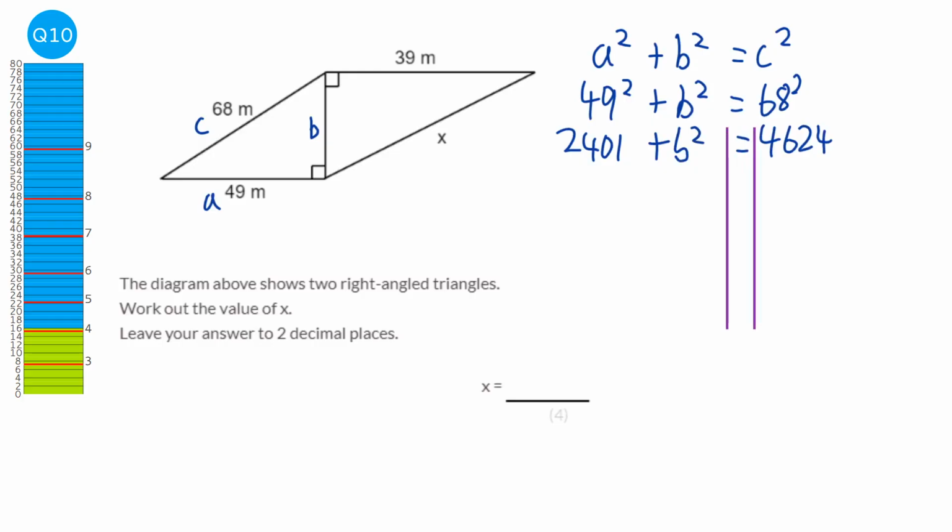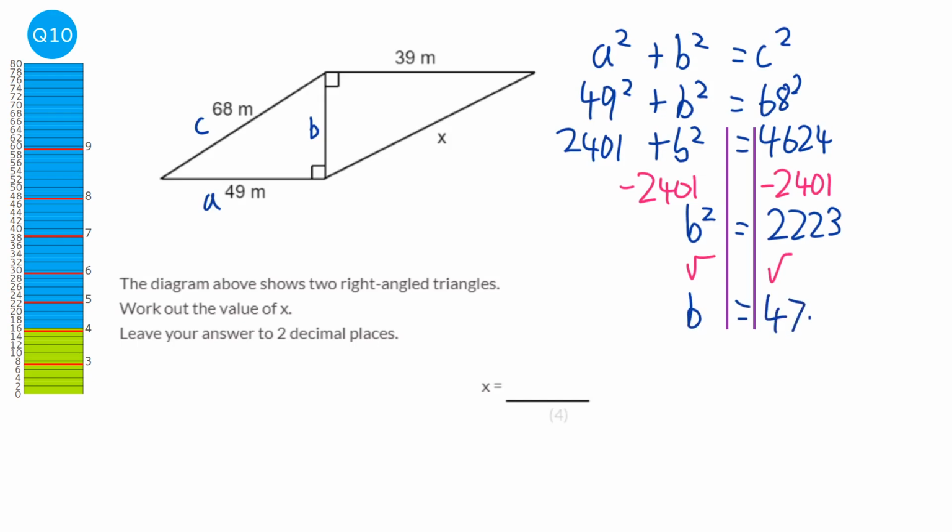And we're going to start by subtracting the 2401 from both sides. So we've got b squared equals 2223. Then we're going to square root both sides, and we've got b equal to 47.148, blah blah blah.